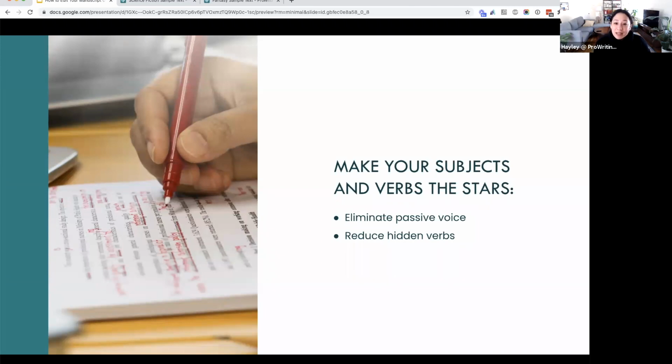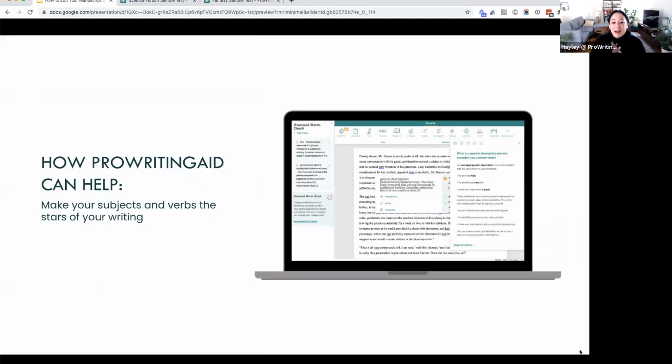Now, both subjects and verbs carry all of the power in our writing. So if we're not doing a good job making those the stars of our sentences, then our sentences are going to be less effective. Now, fixing these things can be tricky because they're not technically incorrect. I already saw that someone in the Q&A said, is it okay to use passive voice? And the answer is yes, passive voice is technically correct. So if you're just using Microsoft Word or Scrivener or something like that, it's not going to flag it as grammatically incorrect because it's technically right.